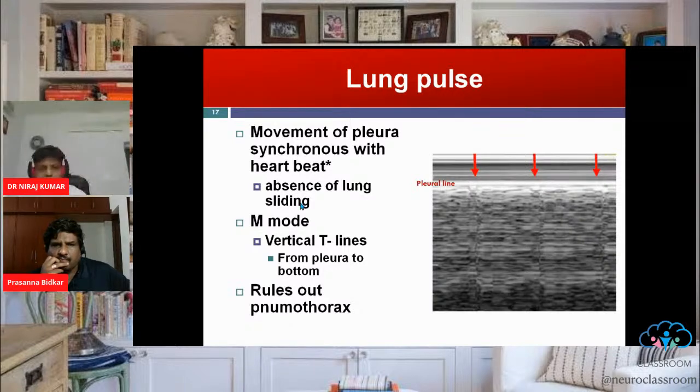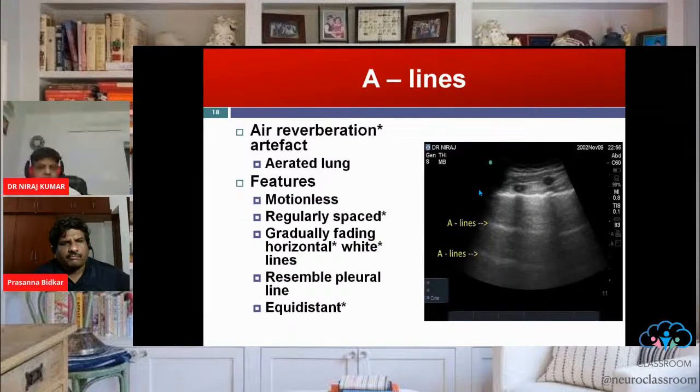In the M-mode, these vertical T lines of the lung pulse, starting from the pleura to the bottom, are better recognized. So try to recognize this lung pulse in the M-mode. And if you are getting this, that is also one of the features that rules out pneumothorax. To make the thing simple, suppose the heart is contracting and this is transmitted to the pleura and you are getting the lung pulse. But you can see this lung pulse when the sliding sign is absent. We will see later. Then the last feature of the normal lung is A lines.